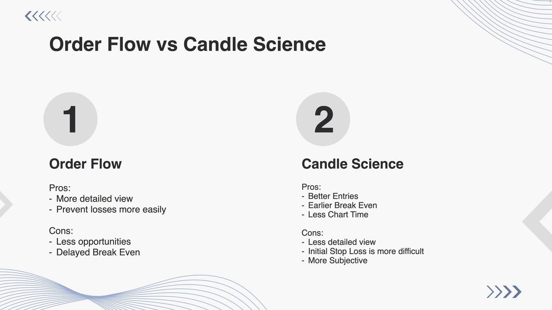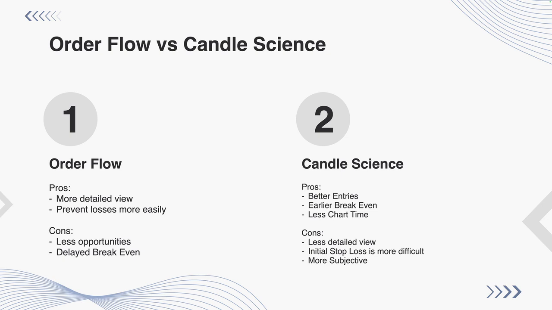So I can 100% see as well if people like order flow entries more. Then right here, we have candle signs entries. Again, I have 1 to 2. It's not a hierarchy. There's not one better than the other. For candle signs, we have pros. Better entries oftentimes. It's more accurate entries.